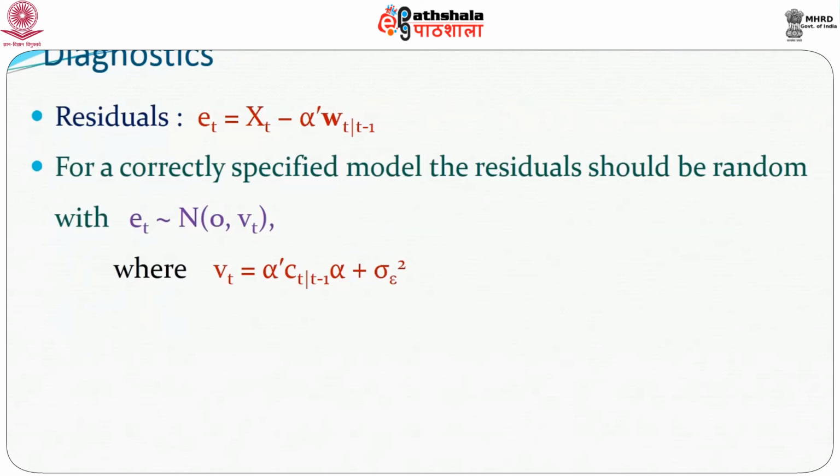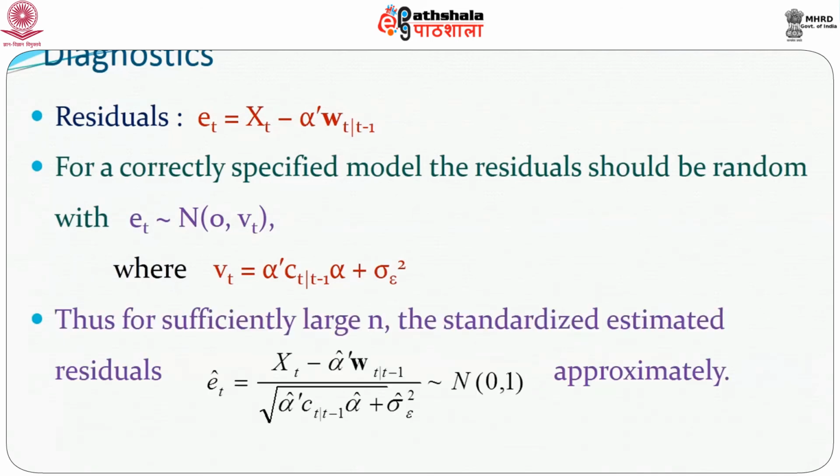Vt again we have calculated before from the Kalman filters. Vt is alpha prime Ct given t minus 1 into alpha plus sigma epsilon square. Again, remember that Ct given t minus 1 is the conditional covariance matrix in this case of W. So we again use this to get the variance of epsilon t, which is Vt.